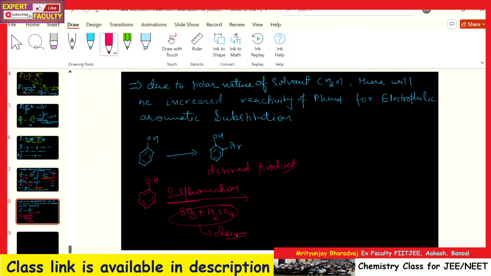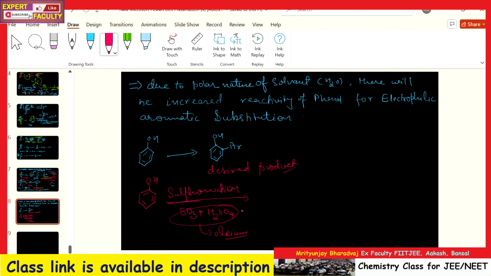I find your internet speed a little bit slow. So if you find anything difficult, you can ask. I will repeat that. So this is called oleum, the reagent used for sulfonation.